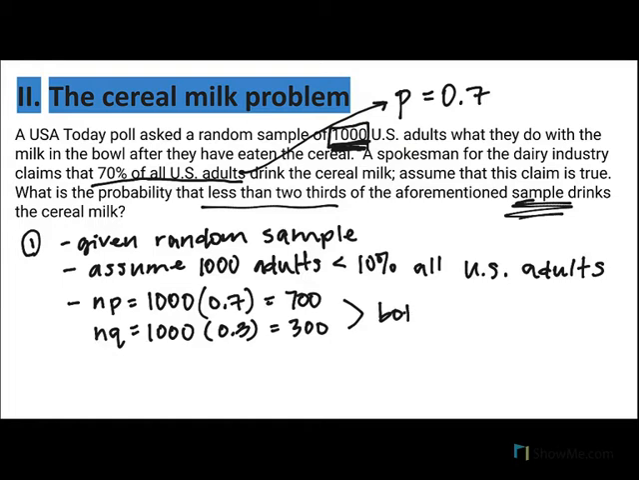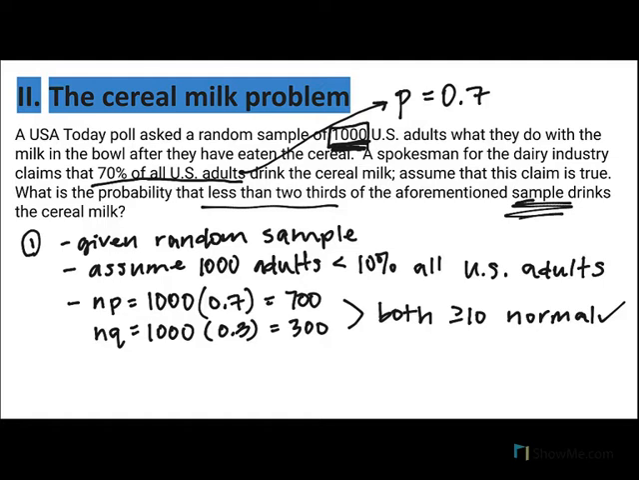Both of those are greater than or equal to 10, which basically means that a normal model is the shape of our sampling distribution, which means that we can use a normal model to find a probability once we know our z-score. So that is our first step.